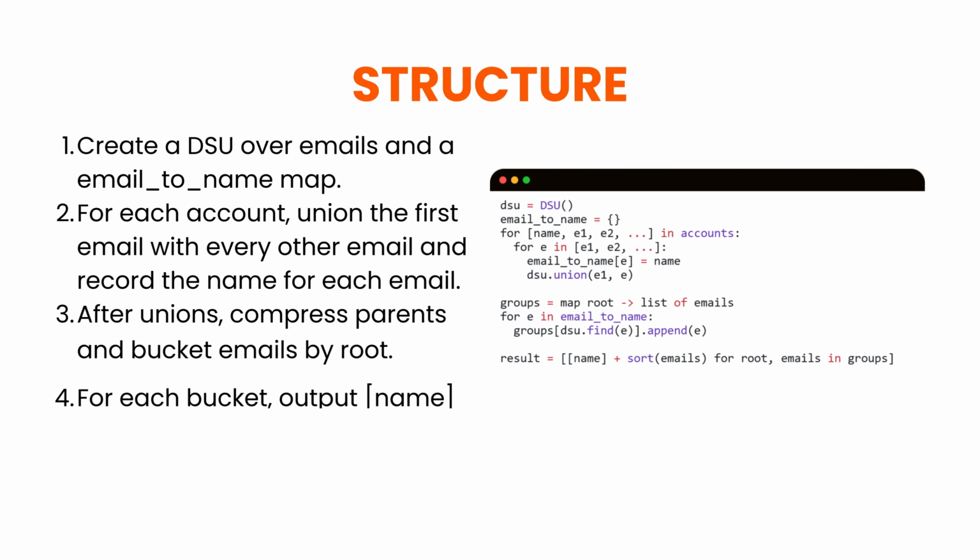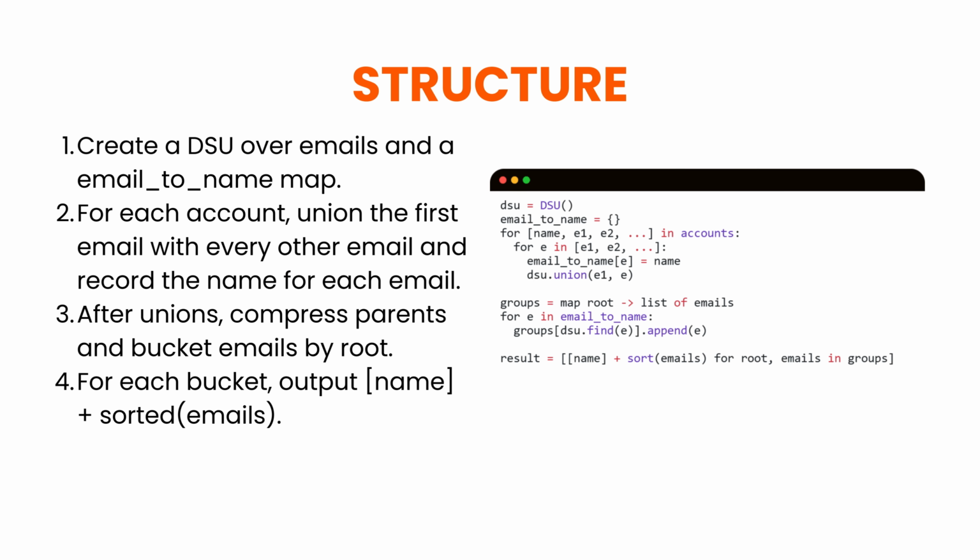Here's the structure. Create a DSU over emails and an email_to_name map. For each account, union the first email with every other email and record the name for each email. After unions, compress parents and bucket emails by root. For each bucket, output the name plus sorted emails.